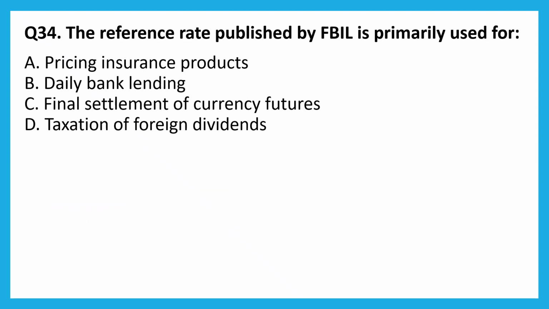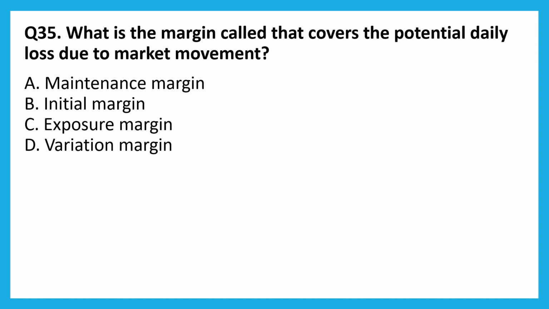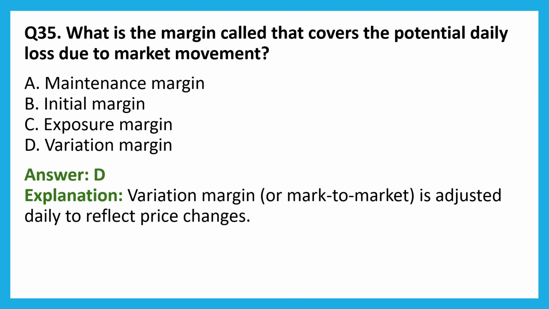Next question. The reference rate published by FBIL is primarily used for option A pricing insurance products, option B daily bank lending, option C final settlement of currency futures, and option D taxation of foreign dividends. Correct answer is option C final settlement of currency futures. Next question. What is the margin called that covers the potential daily loss due to market movement? Option A maintenance margin, option B initial margin, option C exposure margin, and option D variation margin. Correct answer is option D variation margin.